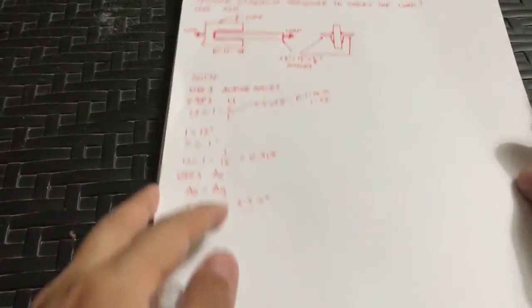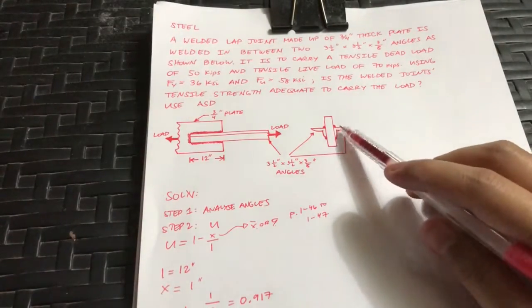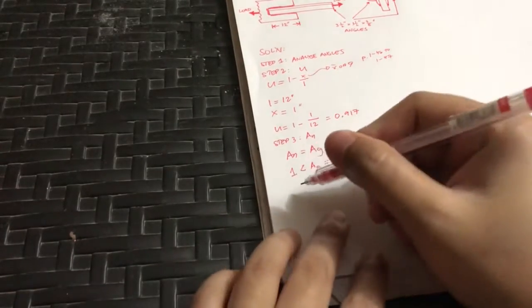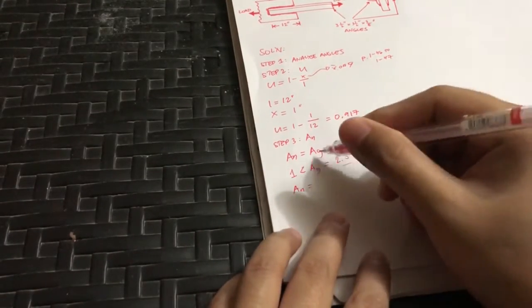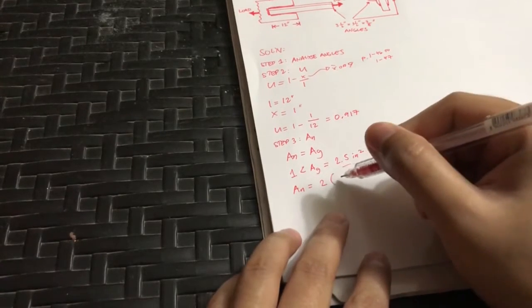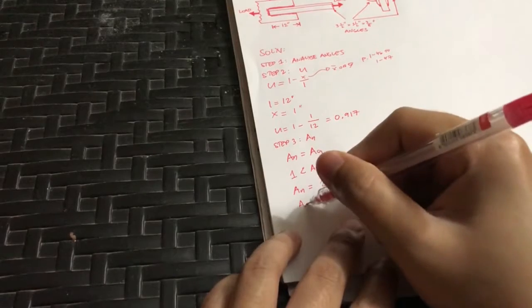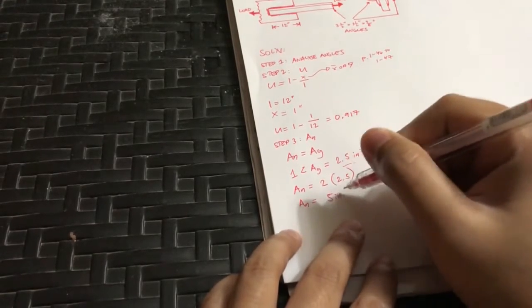Now, since we have two angles in this figure, we have 1 and 2, so we'll have a total gross area of times 2. So the net area is equal to the total gross area, which is 2 times 2.5, which is now equal to 5 inches squared.